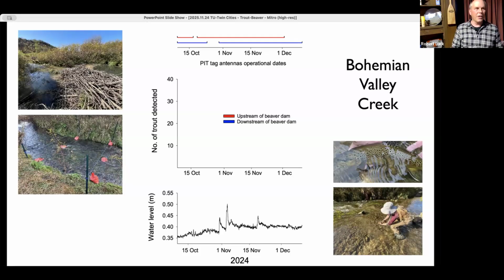So to summarize all that from Katy Creek and Bohemian Valley Creek, it does appear that these dams are barriers to trout movement under normal low flow conditions, with the exception that if you do get high flows where water is either topping the dams or creating side channels around the dams, you can get some fish moving past them under those conditions.